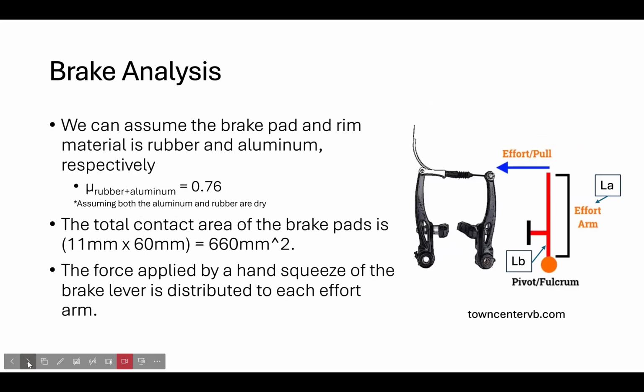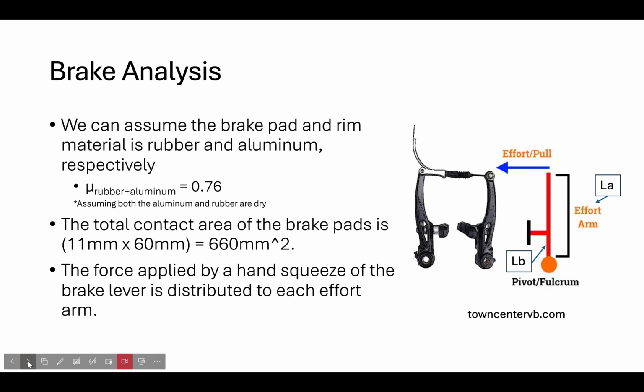We can assume the brake pad and rim material as rubber and aluminum, so they have a mu value of 0.76. The total contact area of the brake we assumed as just a rectangle. There are small nuances to it, but they're more than likely insignificant to the overall action of it, at 660 millimeters squared. And the force applied by each hand squeeze.